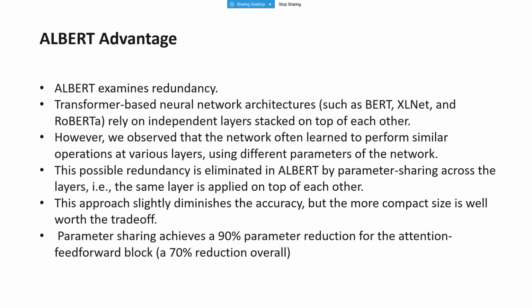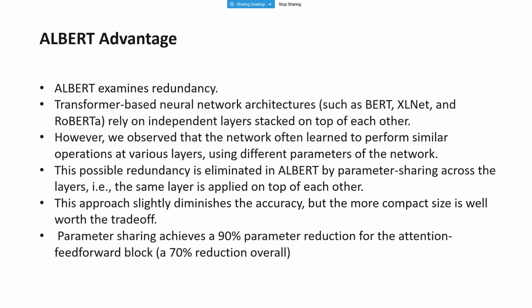However, we observe that the network often learns to perform similar operations at various layers using different parameters of the network. So the parameters are changing, but there is no change in the architecture. The way it has been built is the same. This possible redundancy is eliminated in ALBERT by parameter sharing across the layers. You share the parameters across the bidirectional transformer layers. The same layer is applied on top of each other.